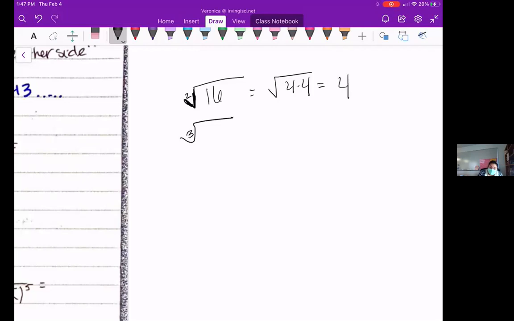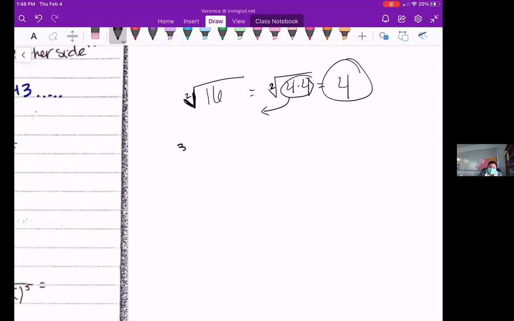Now, the way I like to think of it is that you have essentially a group of 2 of the same number, right? 4 times 4 is 16. So I'm able to take this 4 out because this root symbol is telling me to take out groups of 2. The number inside that group is 4, which is what we got here.